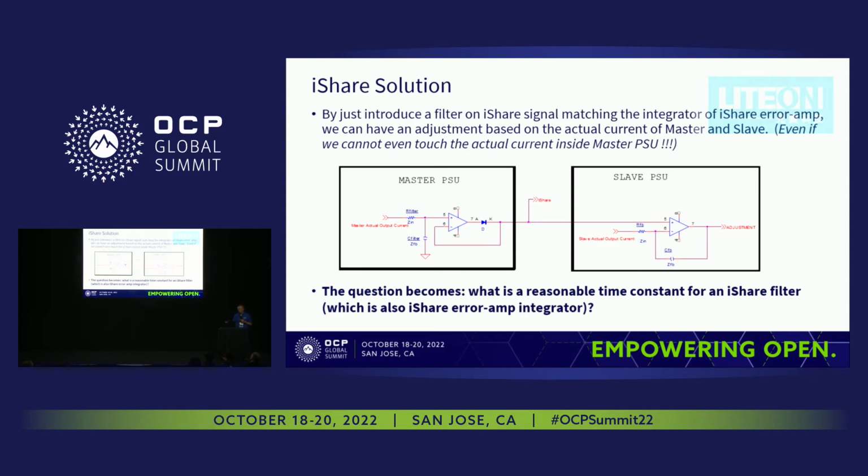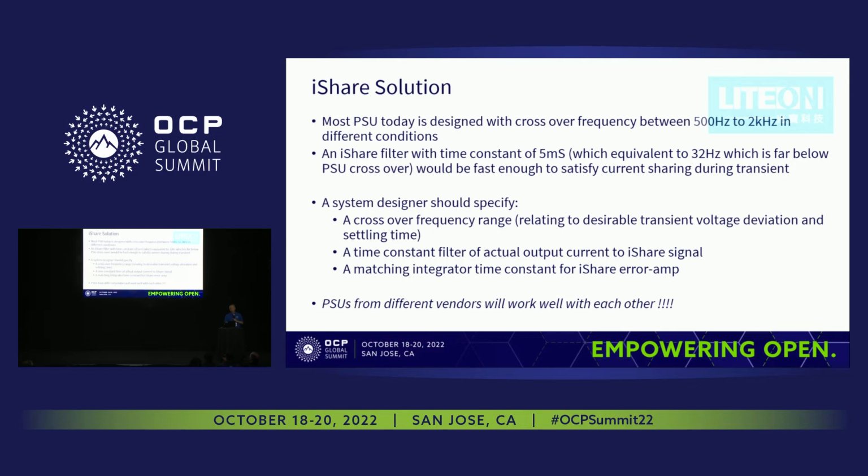So the question is, what range of the filter is reasonable? Is that 1 millisecond? 5 milliseconds? 10 milliseconds? What is reasonable? Today everybody has a power supply. We know that the crossover is about 1K, the best is like 2K, and in some situations maybe less, 500 hertz.